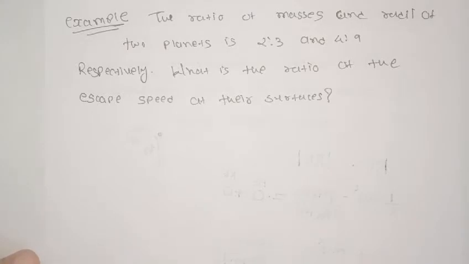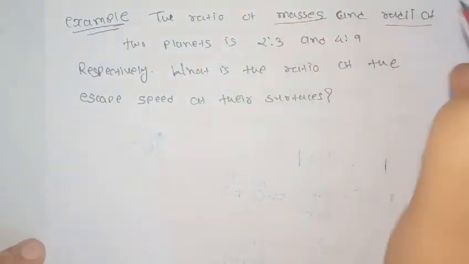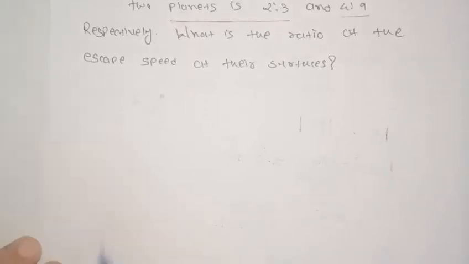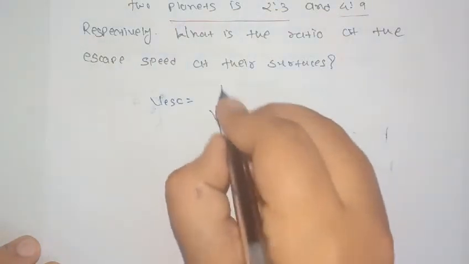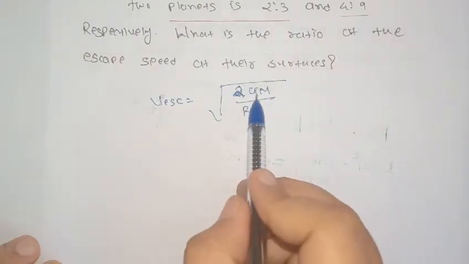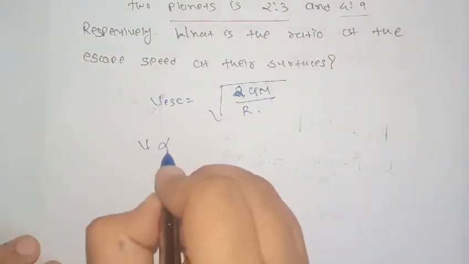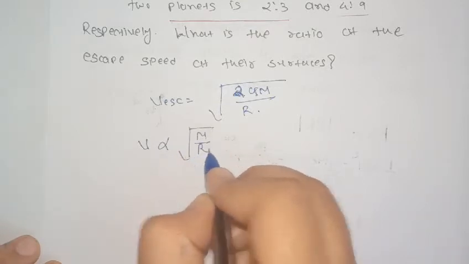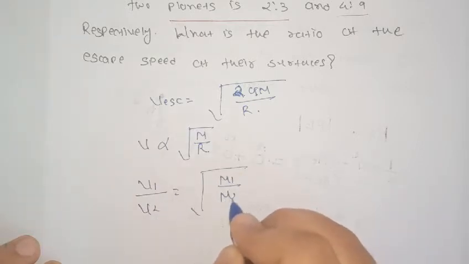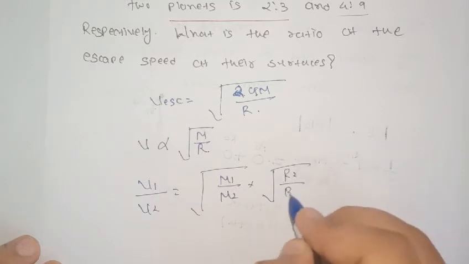The ratio of masses and radii of the two planets is 2:3 and 4:9 respectively. What is the ratio of the escape speed at their surfaces? As the objects are thrown from the surface, we can write v escape is equal to under root 2 G M upon r. 2 and G are constant, so v is directly proportional to under root M by r. So v1 by v2 is equal to under root M1 by M2 into r2 by r1.